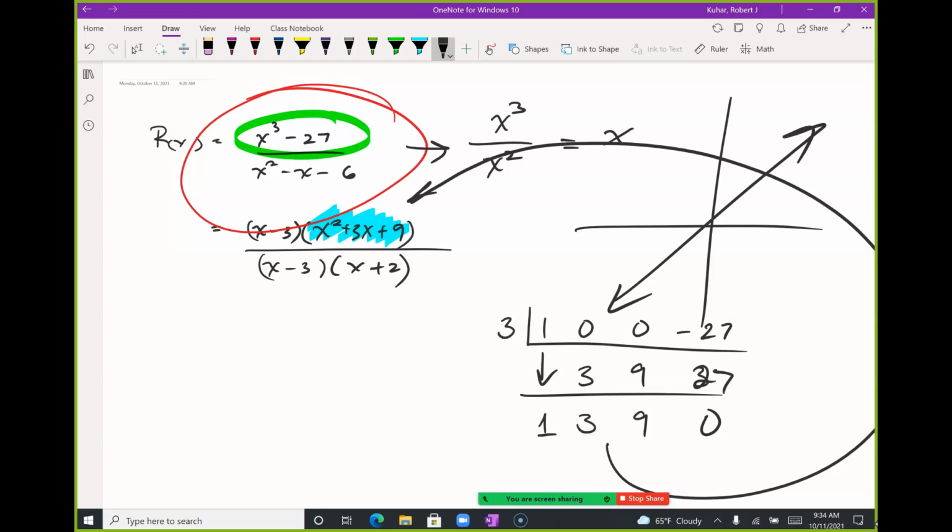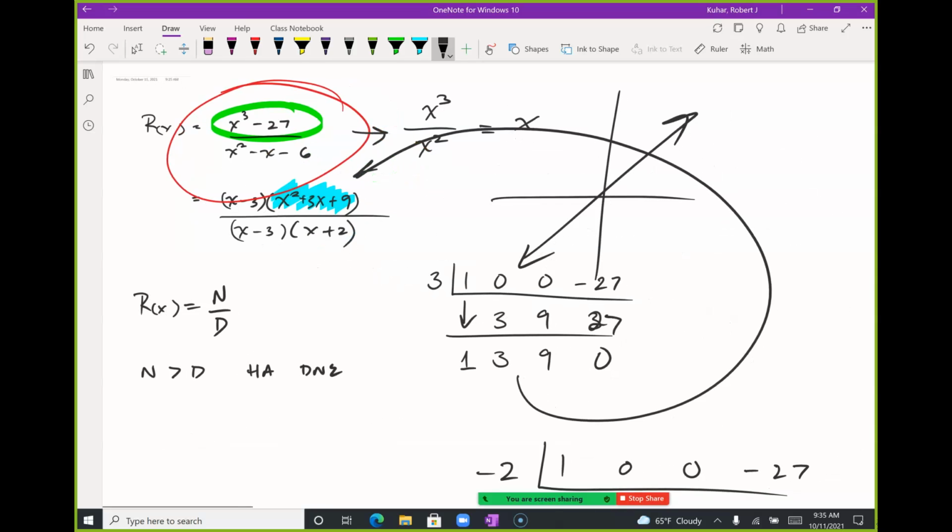Yes. When the numerator, so R of x is n over d, right? If the numerator power is greater than the denominator, the horizontal asymptote does not exist. There may be an oblique, which is a slant asymptote, or a quadratic asymptote, etc. We're going to stick to obliques, just linear asymptotes. If the numerator is less than the denominator, the horizontal asymptote is y equals 0.